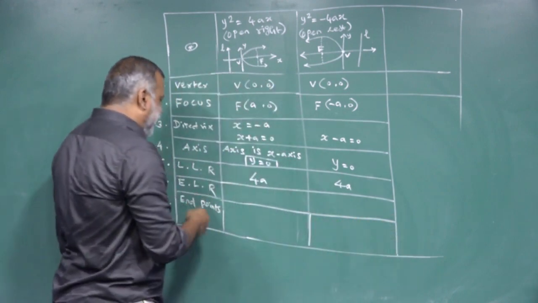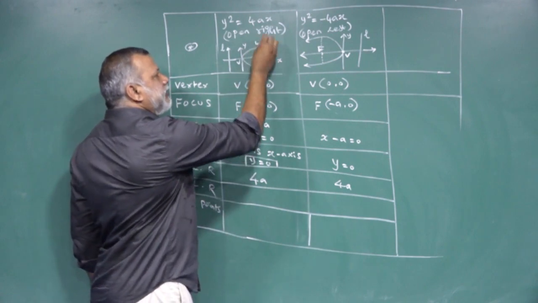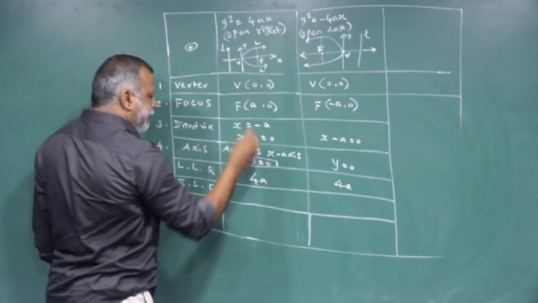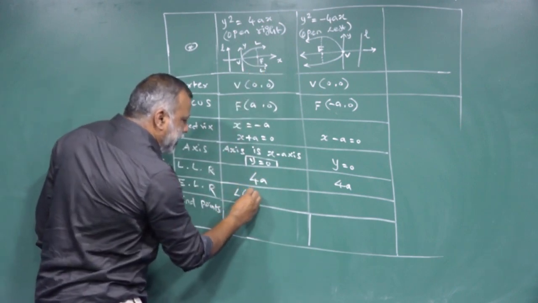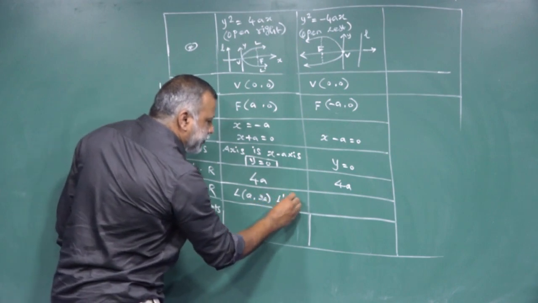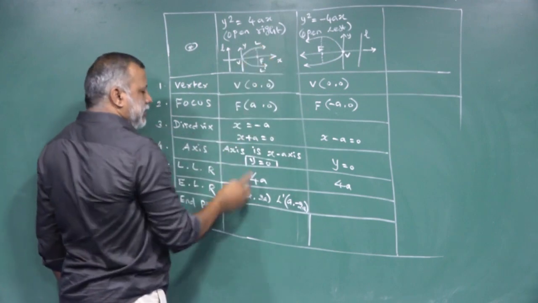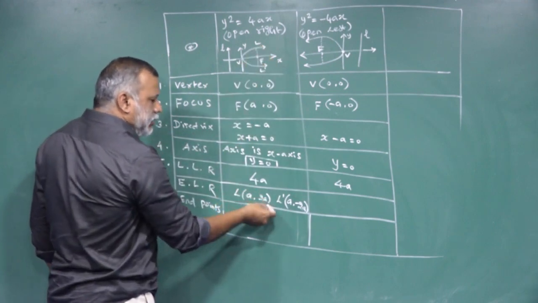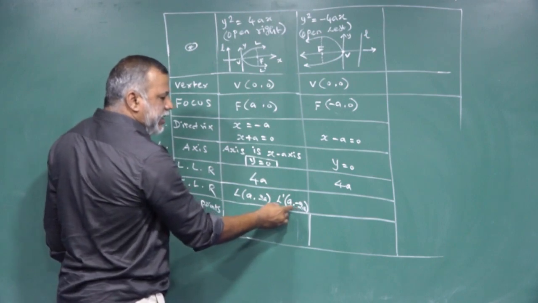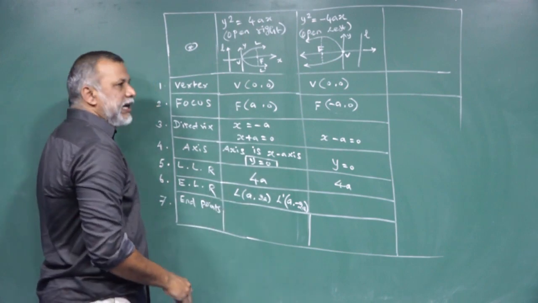Now see here, endpoints of the latus rectum. For type number 1, it lies in the first and 4th quadrant. We already worked out. This is a. Therefore, L is a, 2a. L dash is a, minus 2a. See, this lies in the first quadrant. Therefore, we can take a, 2a. It lies in the 4th quadrant, so the value of y must be negative. a, minus 2a. These are the endpoints of the latus rectum.